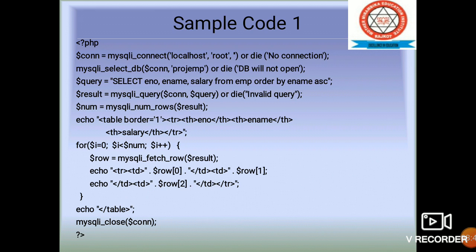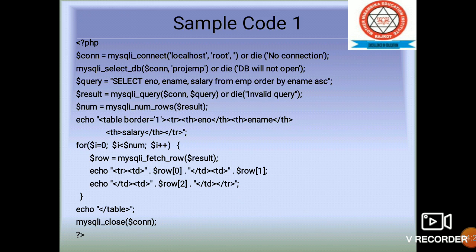Echo table tag is used. For loop is used: $i equals 0, it will iterate while $i is less than the $num variable, and then $i++. Next is $row equals mysql_fetch_row of $result. The function mysql_fetch_row is used to fetch a single row of record from the $result variable, and it will assign that single record data to the $row variable.